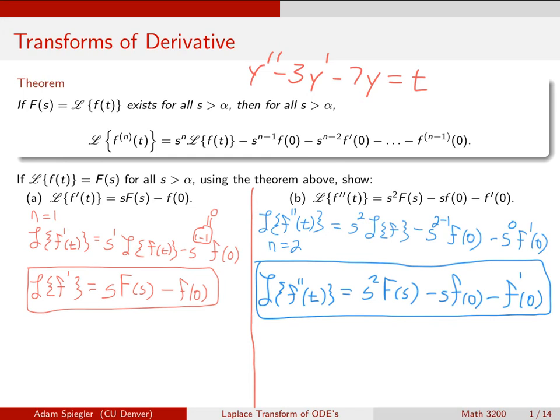Okay, and you can hopefully pick up on a pattern of where this is going. If we wanted the Laplace transform of the third derivative, then we're going to get s cubed times F of s, minus s squared times f of 0, minus s times f prime of 0, minus f double prime of 0, and so on. So you could apply this to higher order differential equations pretty nicely.